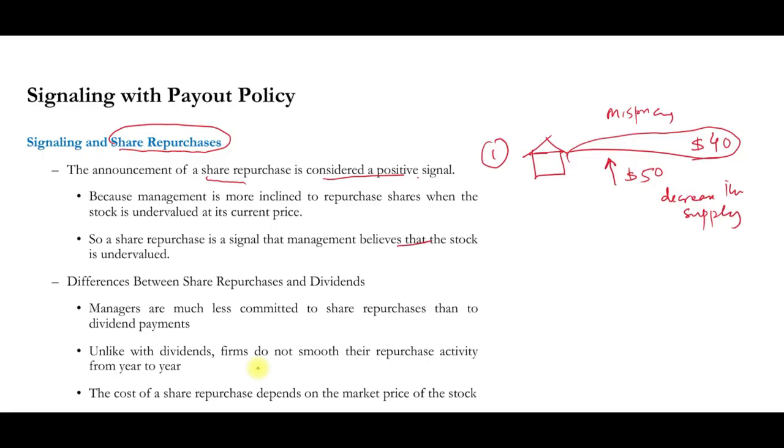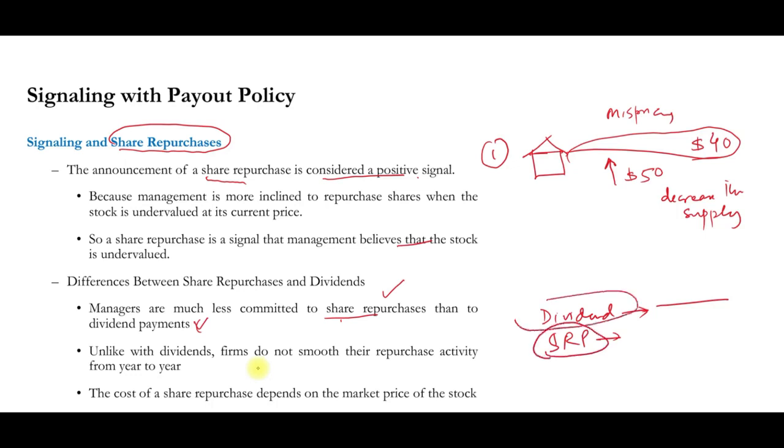And the difference between share repurchase and dividends: managers are much less committed to share repurchase than to dividend payments. Dividend payments are actually more general. Every company is more inclined to pay dividends than to repurchase shares. So dividend payment is more common than share repurchase. Unlike with dividends, firms do not smoothen their repurchase activity. Of course, because dividend is a regular phenomenon, so they can smoothen that. But for share repurchase, no need, because this is not a regular phenomenon, okay? So when something is just once in a blue moon, right, then we don't need to manage that actually.